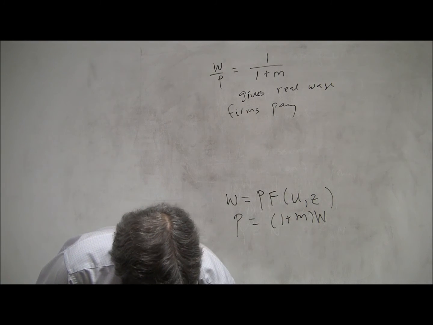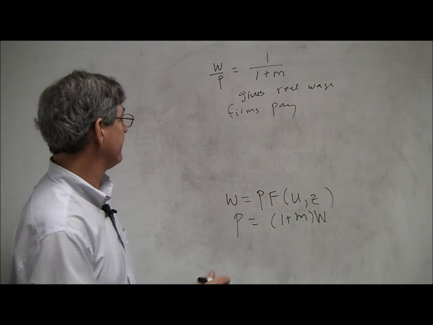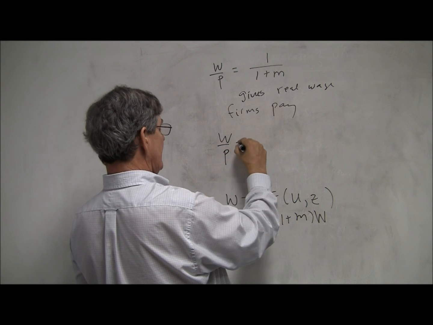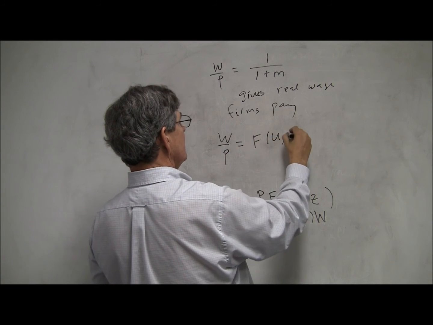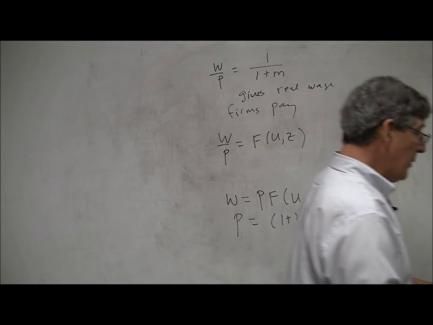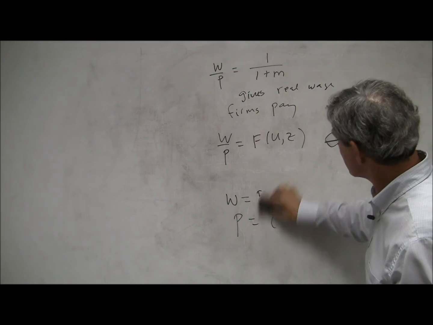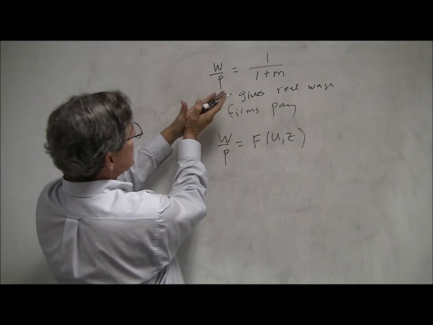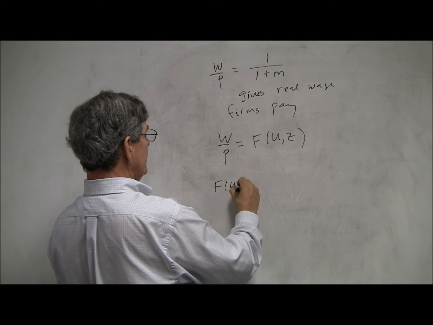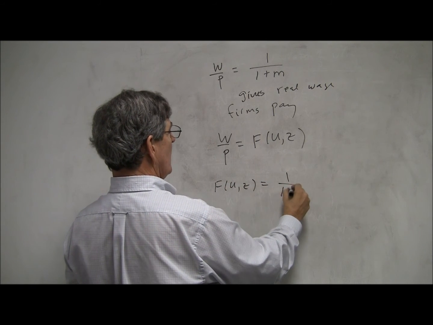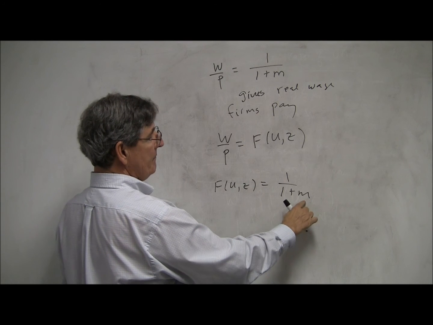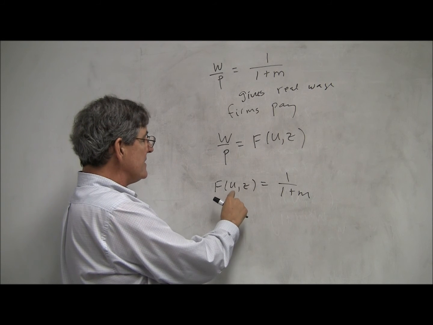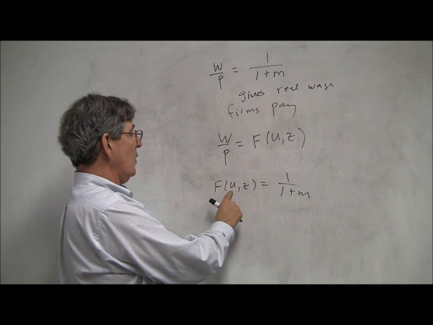The other equation tells us that W over P equals F of U and Z. So now we have two equations with the same thing on the left side. If I set those equal, F of U and Z equals 1 over 1 plus M. So if I plug in M, the average degree of market power in the economy, and all these other factors, this will give me the natural rate of unemployment.